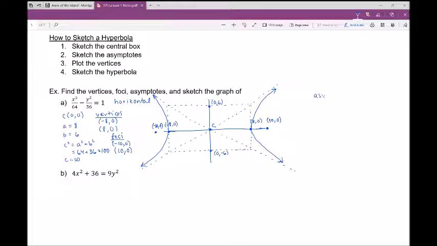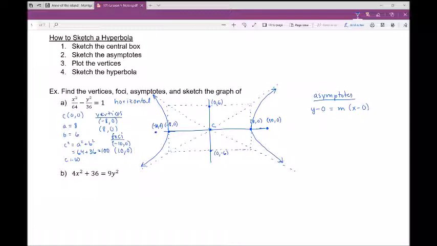Okay, so asymptotes. The most important thing about this is the slope, okay? So first of all, both of our lines go through the center. So the center is going to be the point that we use for our point slope form, okay? So we know that this is going to be y minus 0 is equal to some slope times x minus 0, okay? And that slope we'll get from the box.